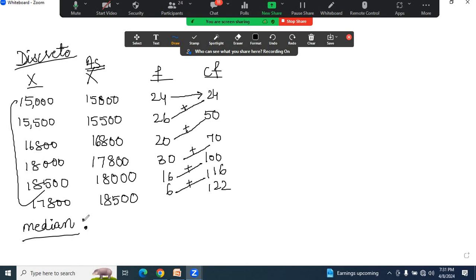So when we have a discrete series, we will not take that n by 2 and n by 2 plus 1. No, that is in individual series only. For median, we have the size of (n plus 1) by 2th item. Now n is what? Total of frequency. Now when we did the total of frequency, we observed it is 122. Total of frequency should match the last number of cumulative frequency. If the total of frequency is not matching, that means your calculation of cumulative frequency is wrong. So if we add up frequency, it is 122. And the last value of cumulative frequency is also 122.